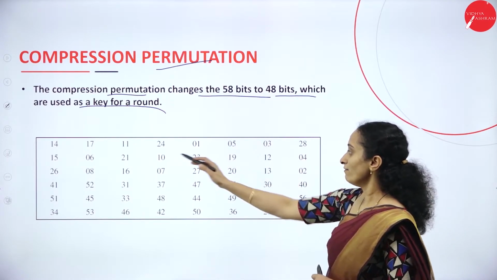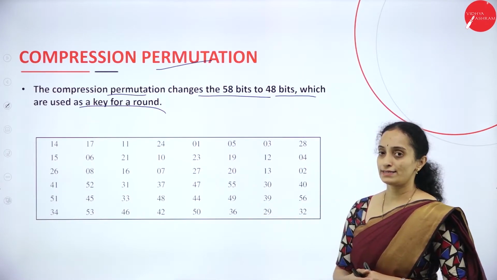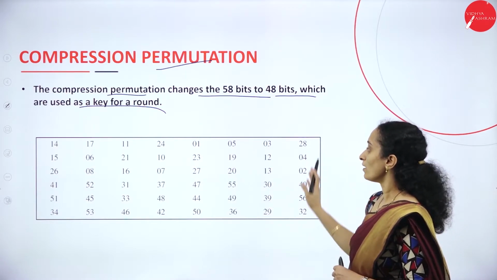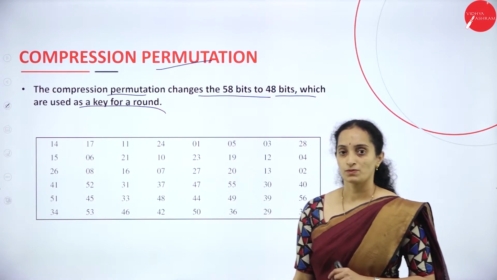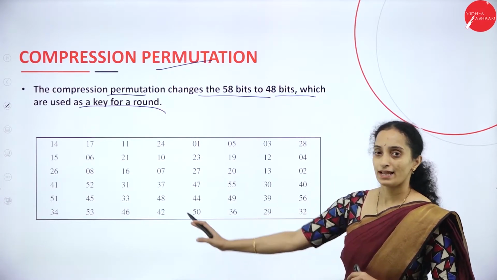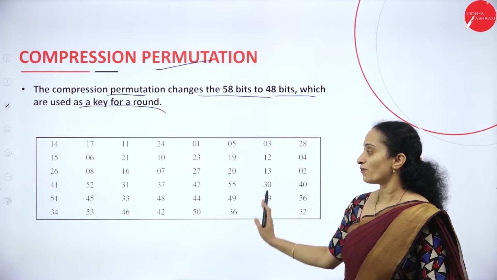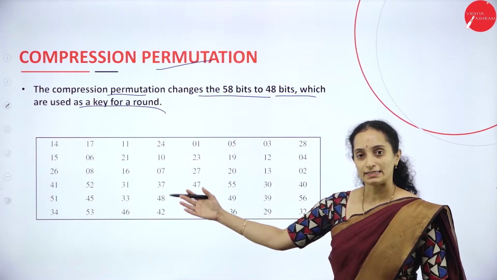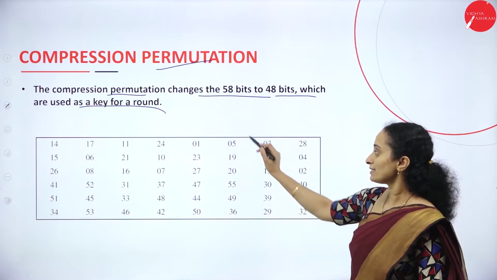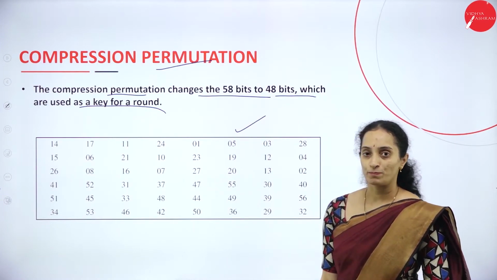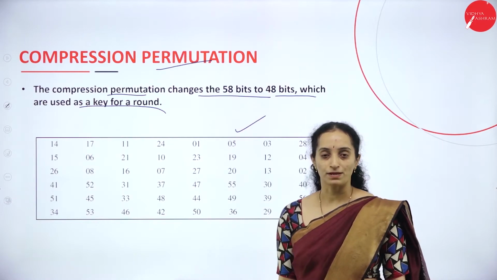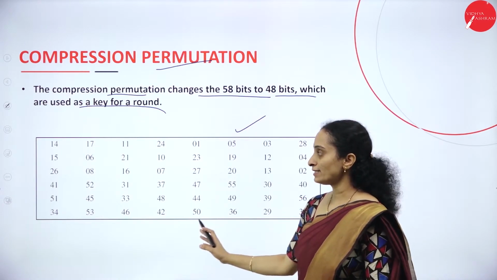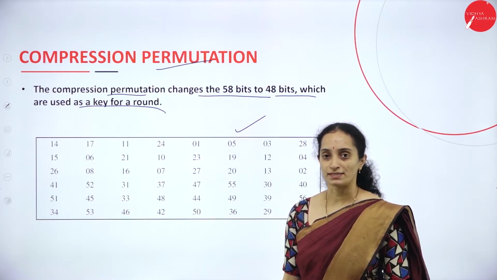Alright, here we have the matrix of 8 columns and 6 rows. 48 bits, 8 into 6, 48. A 48-bit table will be used. This is one example of a permutation table in the case of the compression permutation, which generates the 48 bits.